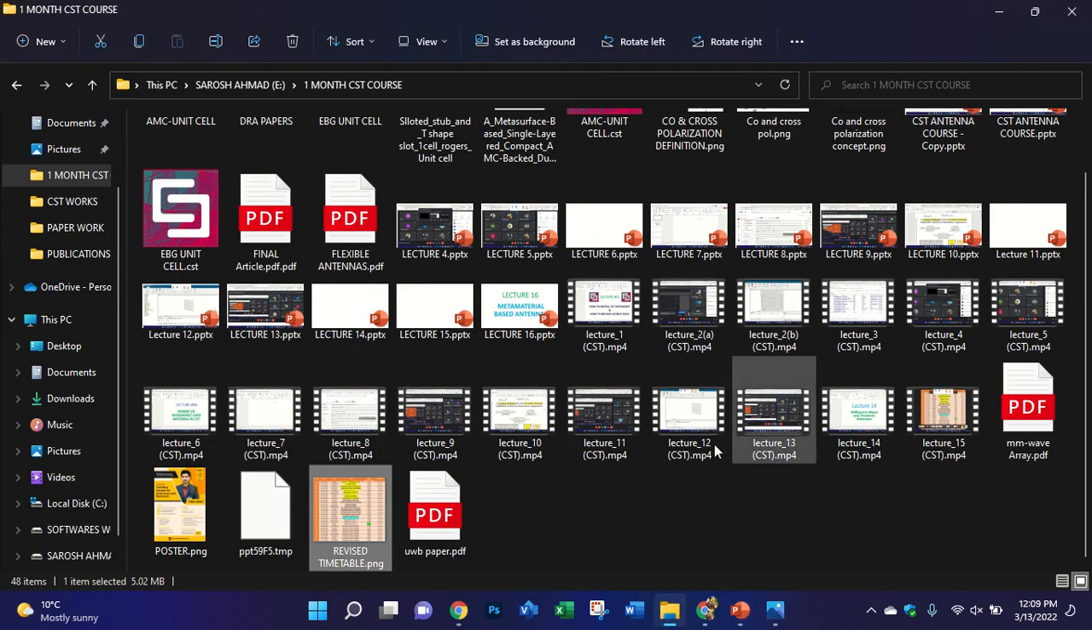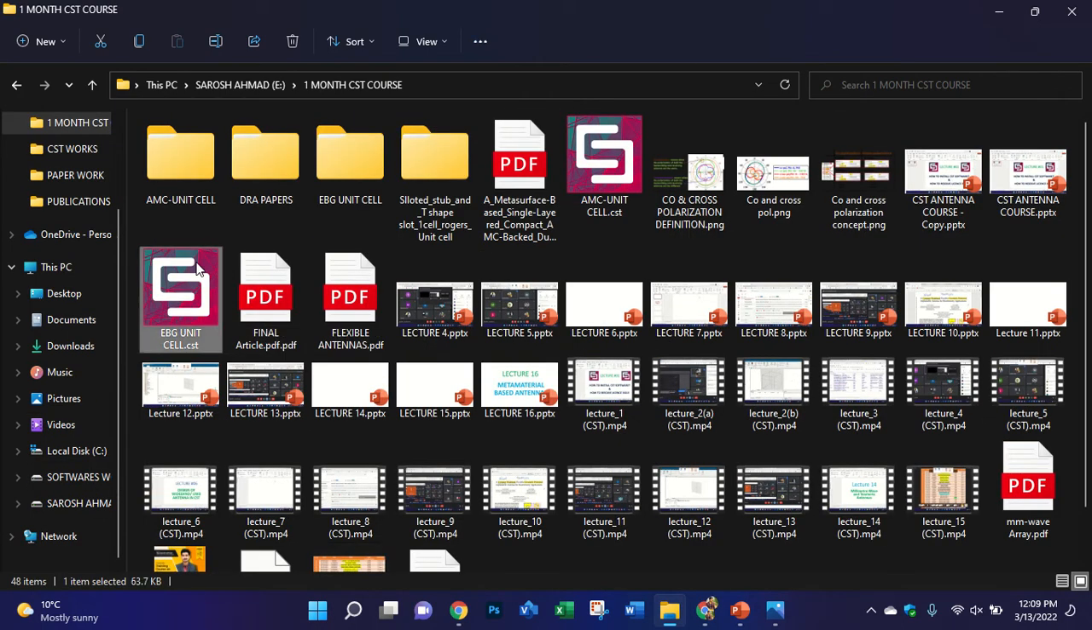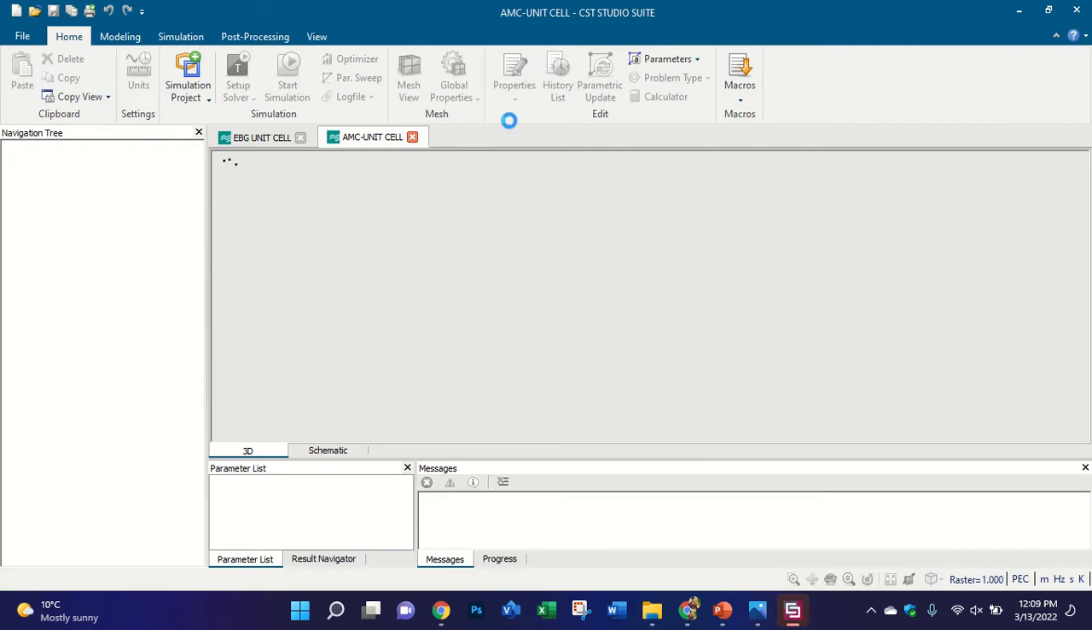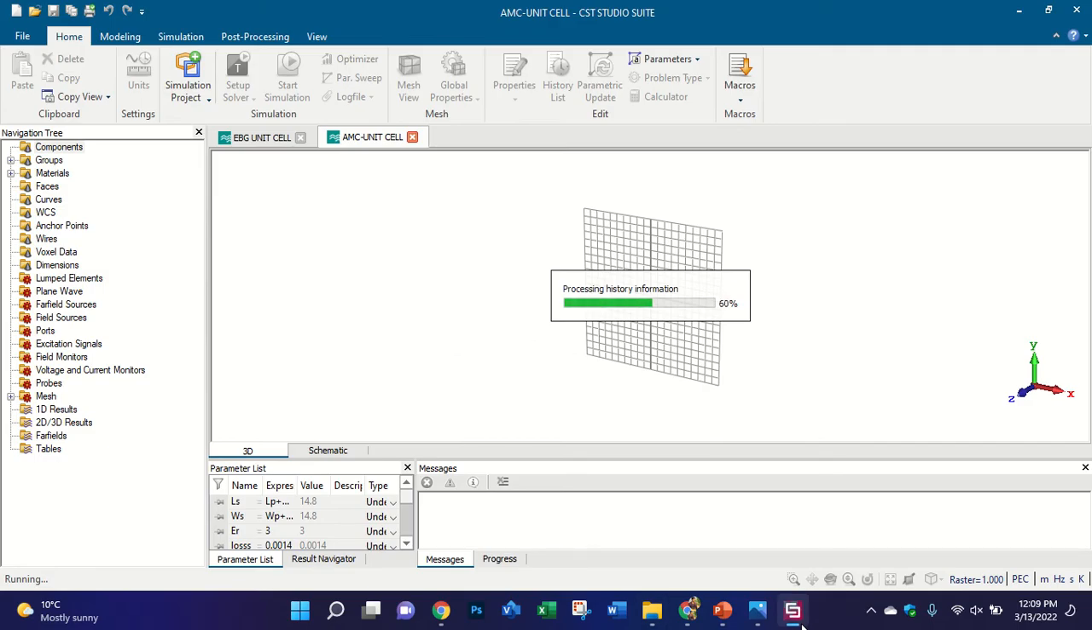So let's start the EBG structure. I have also simulated some files. In this lecture we will learn the design process, and I will not simulate the files. I already simulated some files, and we will discuss the results, because EBG and metamaterial take much more time in simulation than antennas. So we will learn the design process, and then we will discuss the results.